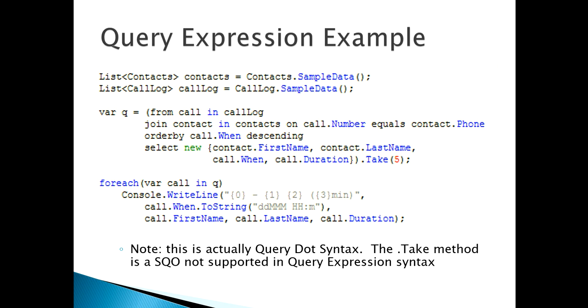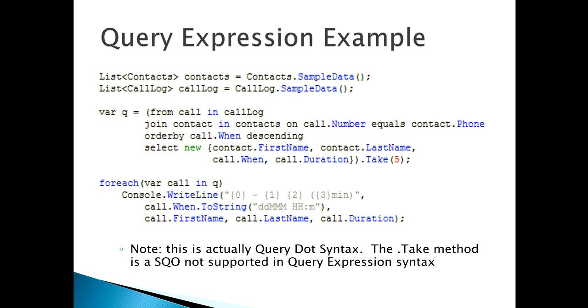So that's something I could have shown in the previous examples as well. But instead of just selecting n or something like that, we can actually generate a brand new anonymous class, right? Now, if it is a class that we've taken time to define, then we would actually specify that this is that type of class. But this is going to make a collection of anonymous objects containing first name, last name, when the call was made, and the duration, right? Of course, then we have a dot Take(5). Again, something that doesn't work in query expression syntax, so we have to use the brackets and dot, right, in order to do a query dot example.